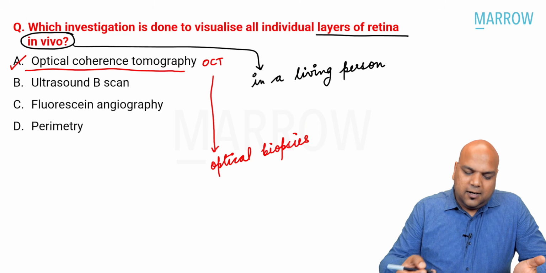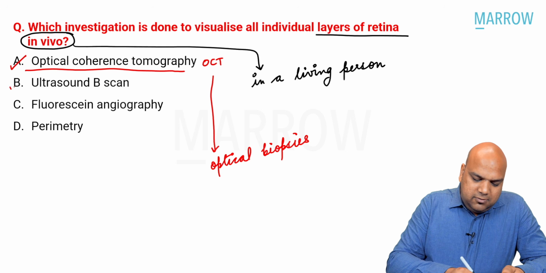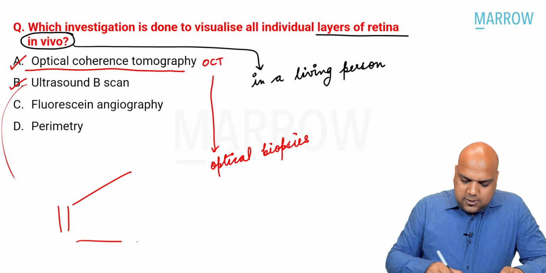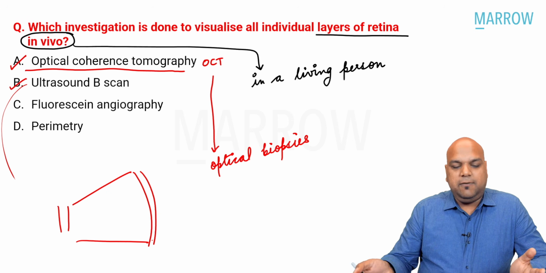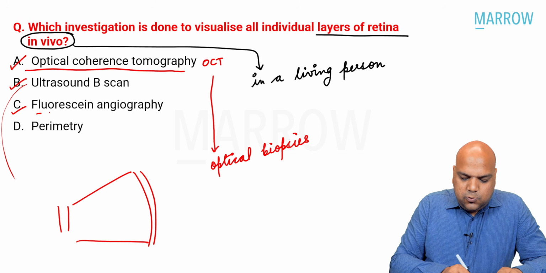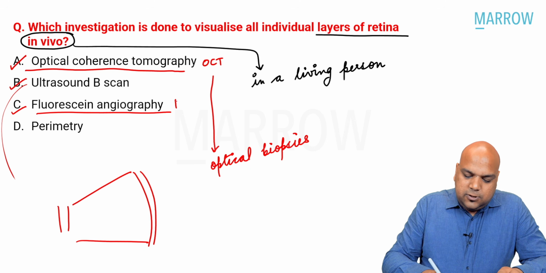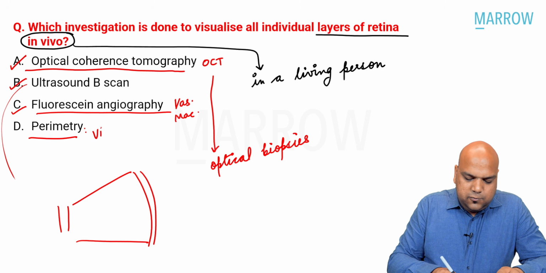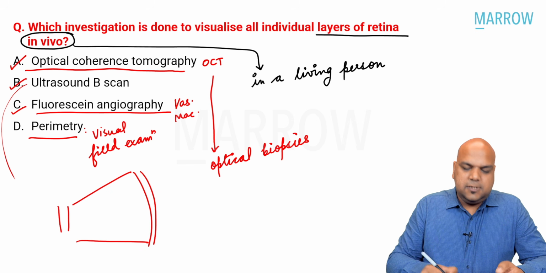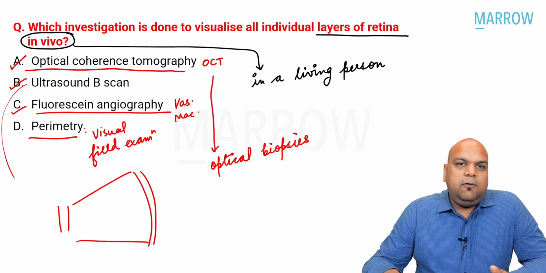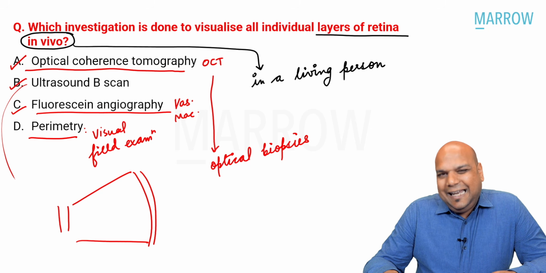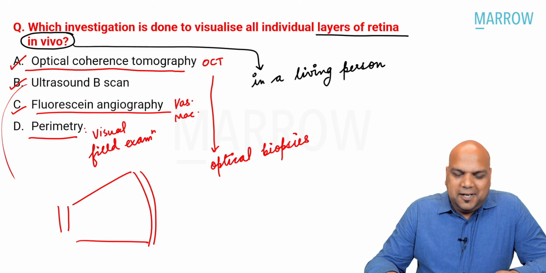B scan, ultrasound. This just shows us the spaces. It shows us the lens, then it shows us the retina and the vitreous cavity. Fluorescein angiography, it just shows us the blood vessels and the macula. So that's what we have discussed. It is vascular disorders plus macular disorders, and perimetry is just visual field examination. So I think it was based on the options given. They were so easy that you could have solved it. There was no way that you should have gotten it incorrect unless you were just sitting in the exam for fun, just to experience how is the environment. This was an easy question which all of us have got right.